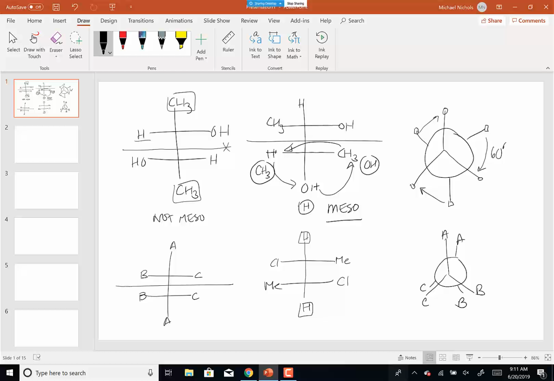And there are probably different patterns, that once you do one, you might look at it and say, I don't even need to rotate that, I can see it's meso. But my suggestion is take a minute and rotate it. And if you're under pressure, still do it on paper. So for those two molecules then, one's meso and one's not meso.